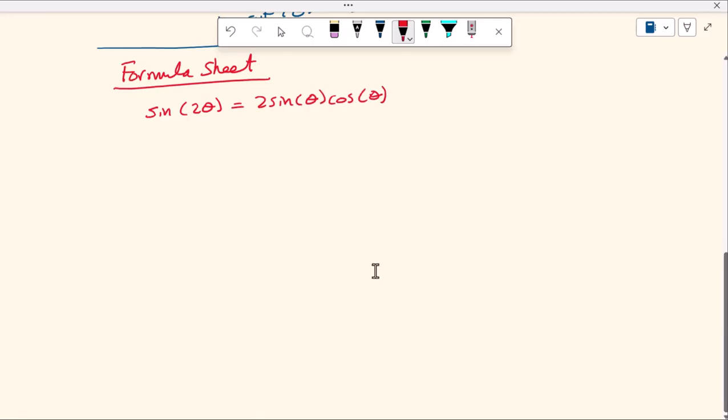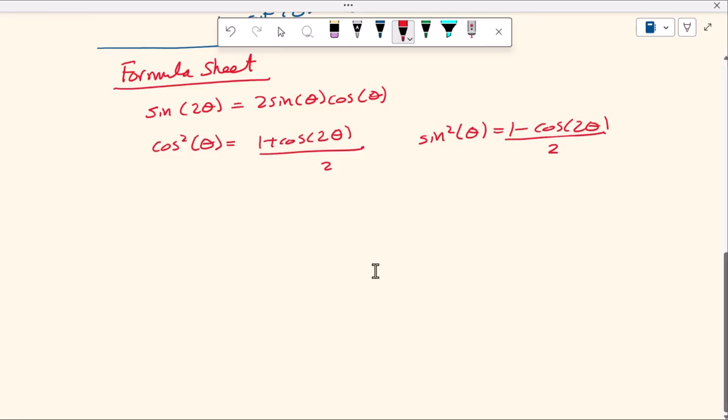Okay, and then we could also look at substitutions for cosine squared of theta is equal to 1 plus cosine of 2 theta all over 2. And we have a similar formula for sine squared. So that would be 1 minus cosine of 2 theta all over 2.